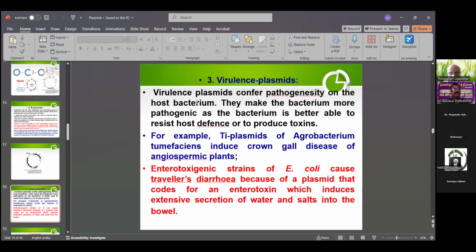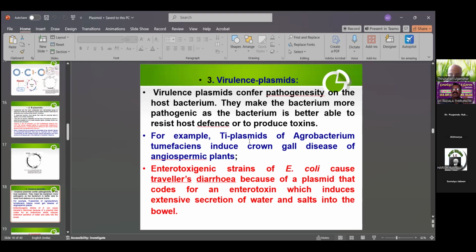But here is a virulence plasmid. Virulence means it is also virus, also poison. Virulence plasmids can kill other types of bacteria, also other types of virus. Virulence plasmids confer pathogenicity on the host bacteria. They make the bacteria more pathogenic, as the bacterium is better able to resist host defense and produce toxins. The plasmid releasing toxin substances is called a virulence plasmid or a VIR plasmid.